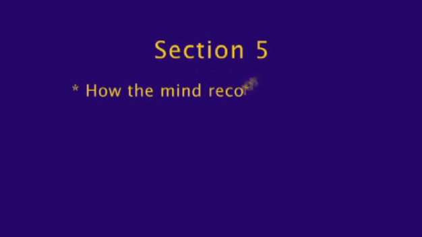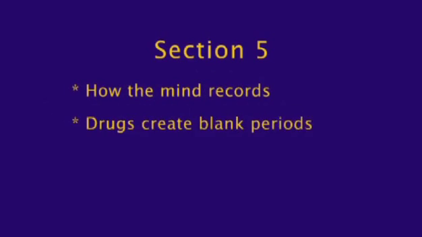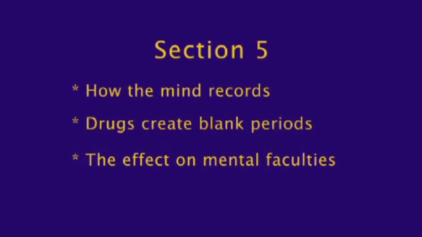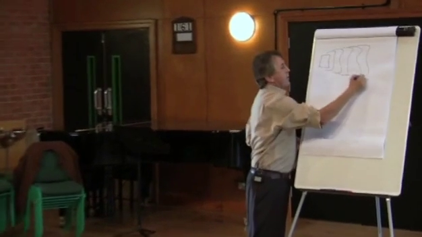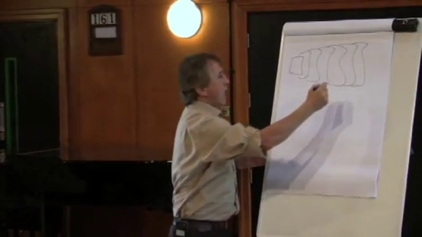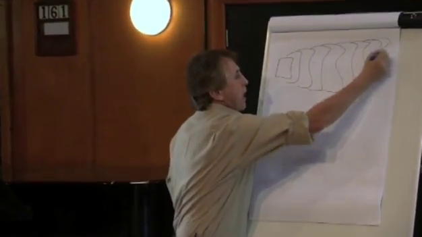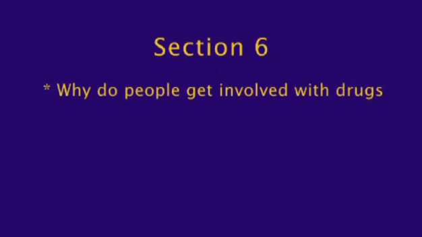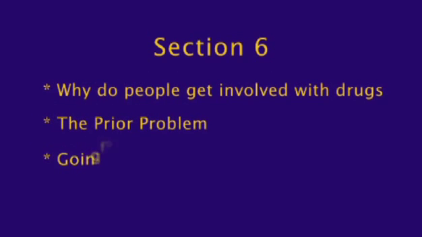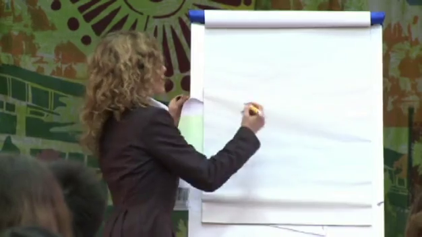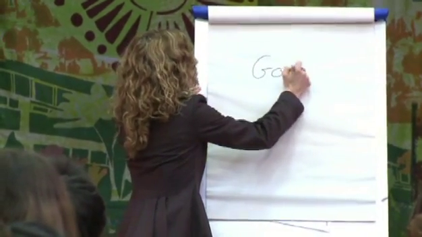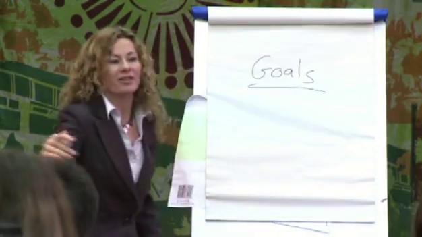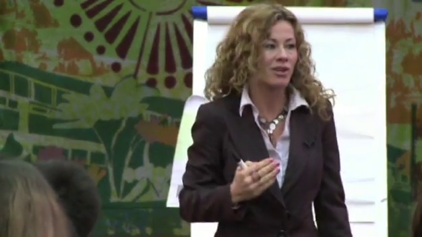The mental effects of drug and alcohol abuse are addressed in section 5. This includes an in-depth explanation of how drugs create blank periods and, as a result, lower a user's faculties. Section 6, the final section of the Narconon presentation, looks at why people initially get involved with drugs and what the alternatives are. This last section also stresses the importance of going for goals and how achieving them gives you the real highs in life.